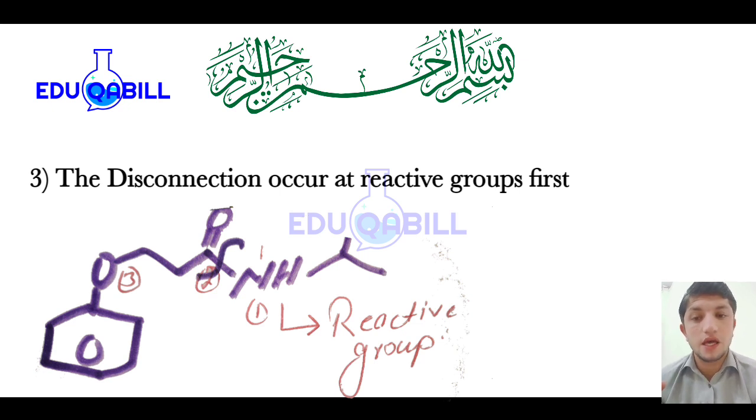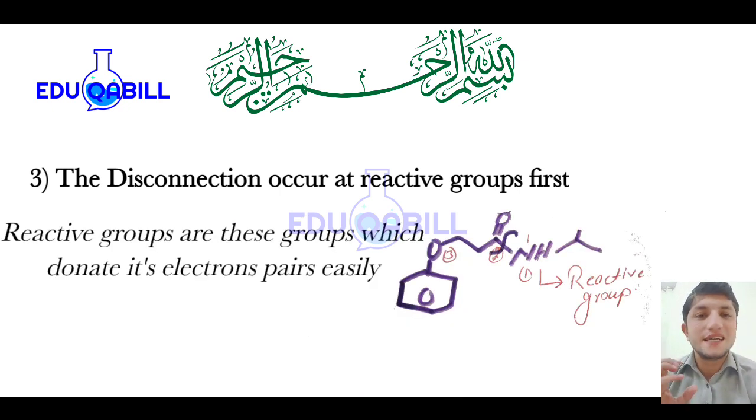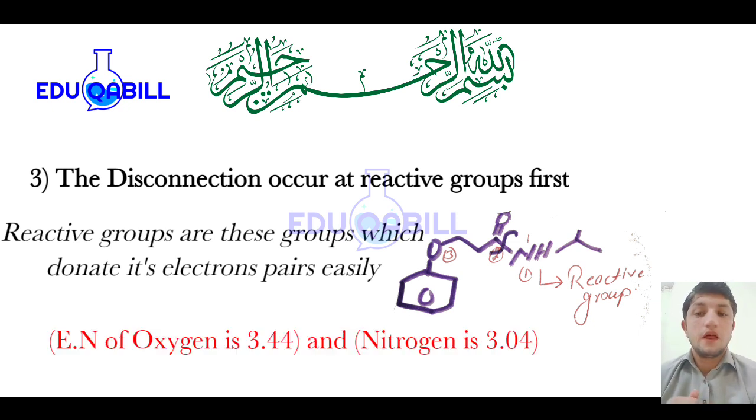Remember this, okay? In this compound, one functional group is amine and the other is oxygen. We know that the reactive group is the group which donates its electron pair easily. We know that oxygen is more electronegative than nitrogen. So in this case, the reactive group is nitrogen, because it is less electronegative than oxygen and can donate its electrons easily. Therefore, the disconnection occurs at the carbon-nitrogen bond and forms the synthons.